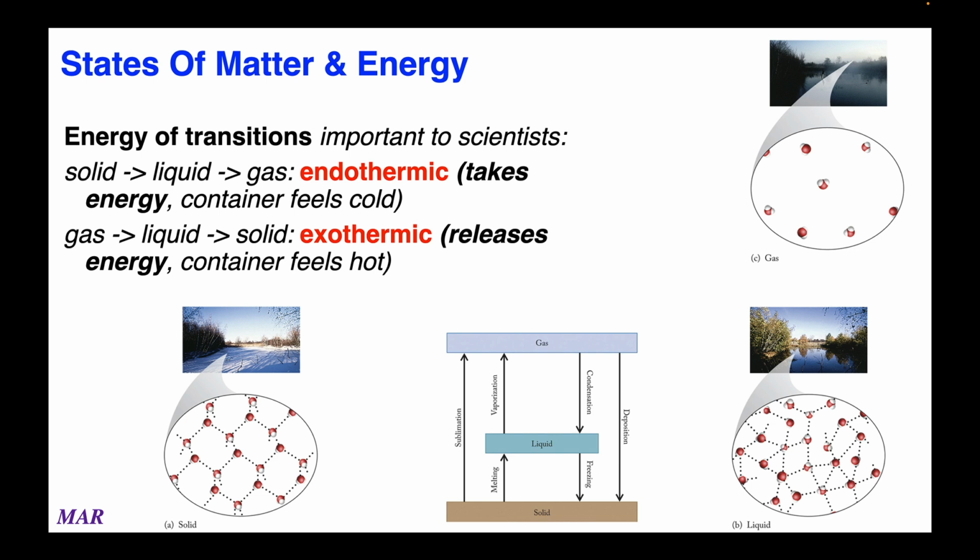Now, an endothermic reaction takes energy. You need energy to make that happen. And anytime you go solid to liquid or liquid to gas, it's an endothermic reaction. So having a solid go to a liquid won't happen unless you add energy to it. Same for liquid to gas. On the other hand, the opposite processes are exothermic. They release energy when they happen. So when you have, for example, a gas going to a liquid, energy is actually released. And going from a liquid to a solid, energy is released as well.